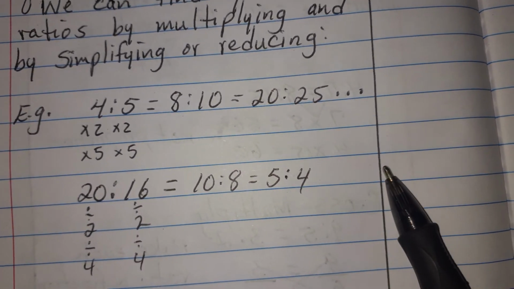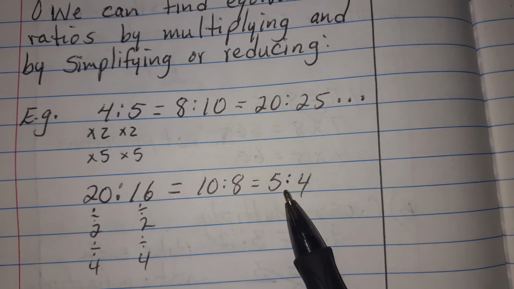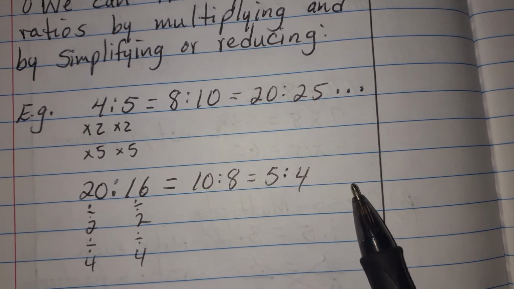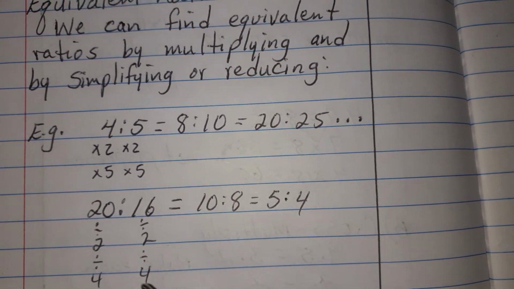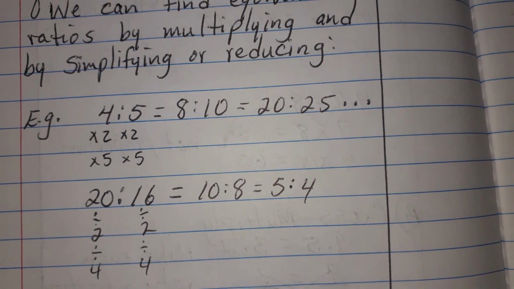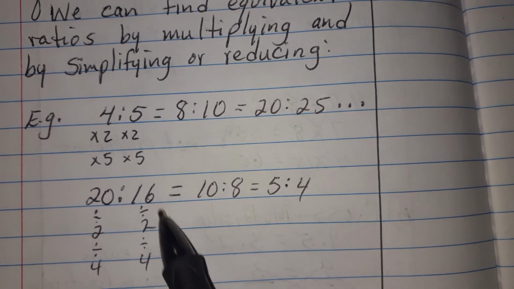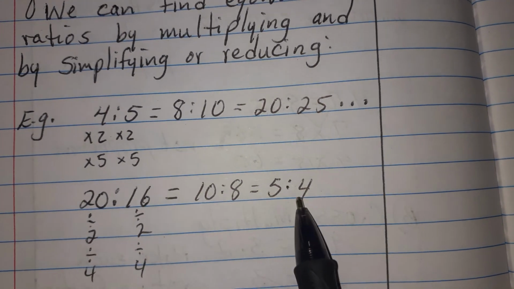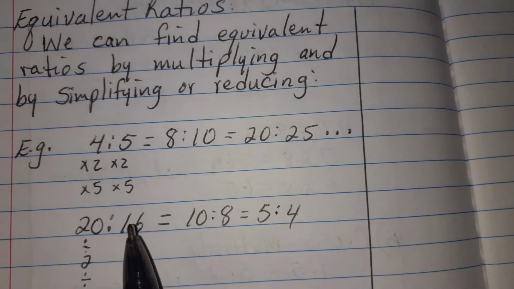So that's it. All right, we cannot get more equivalent ratios here by simplifying. Yes, if we multiply, we are going to get many. But if it's by dividing or reducing, then there is only a certain number of equivalent ratios that we can get for this number.